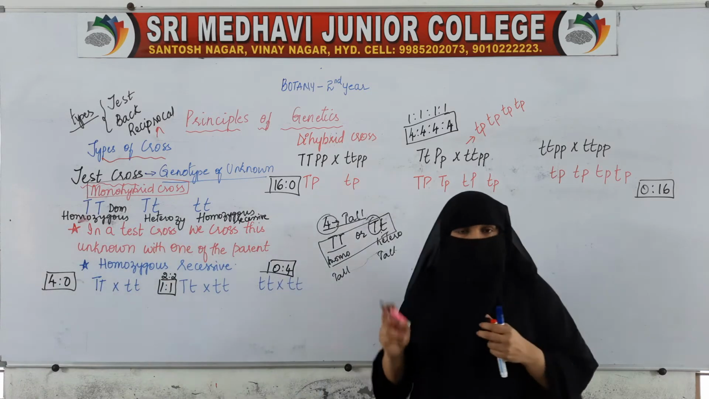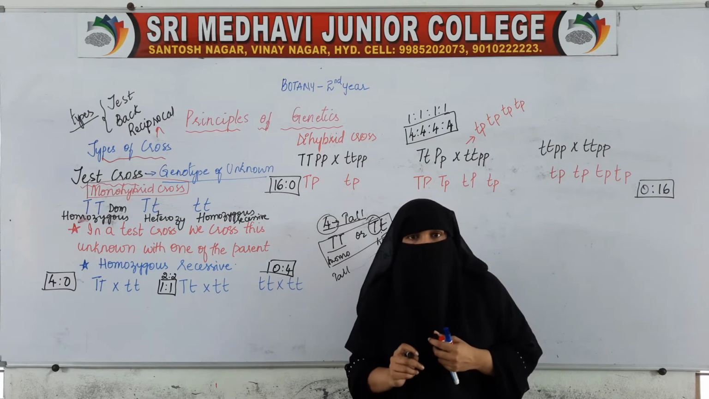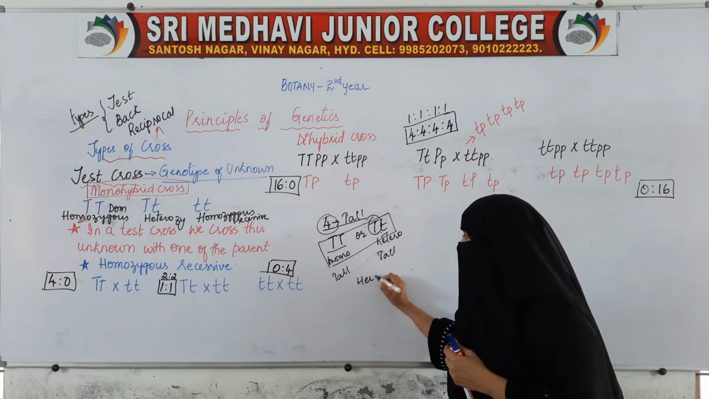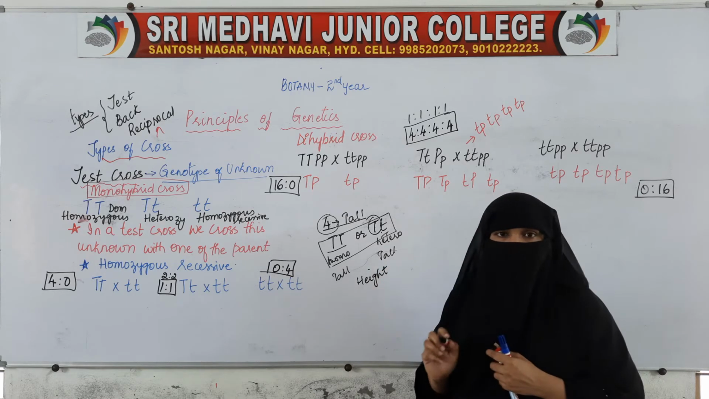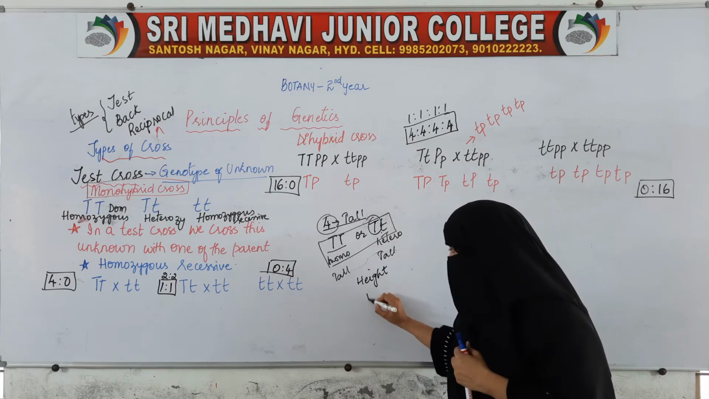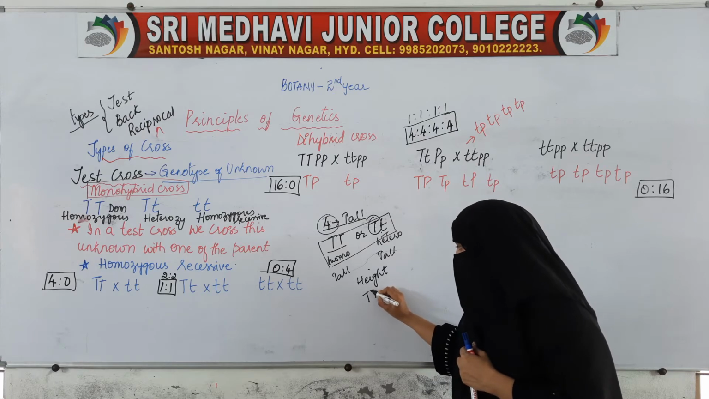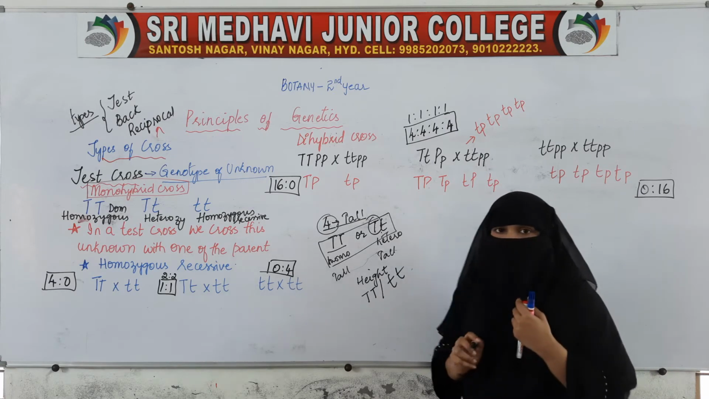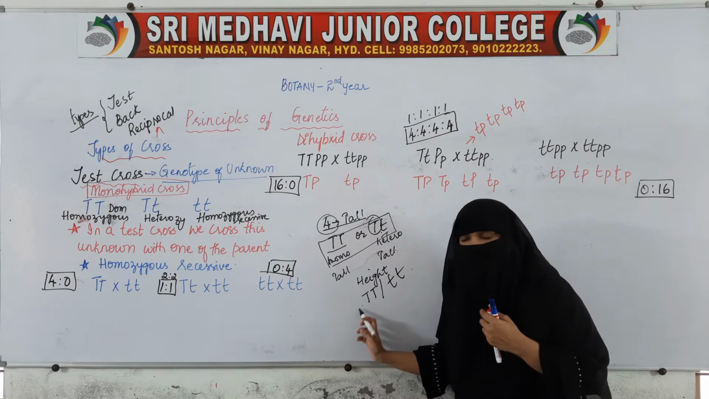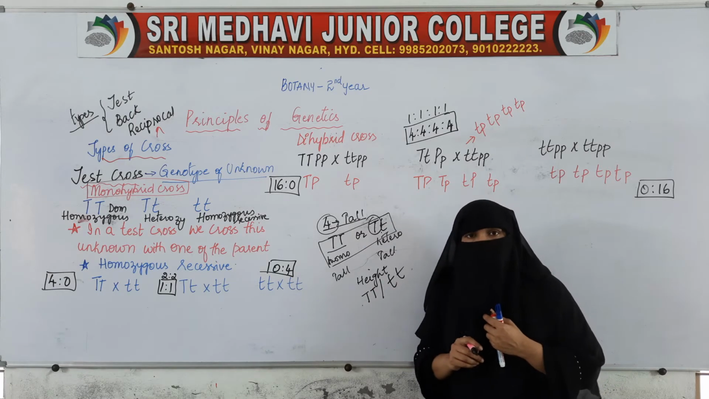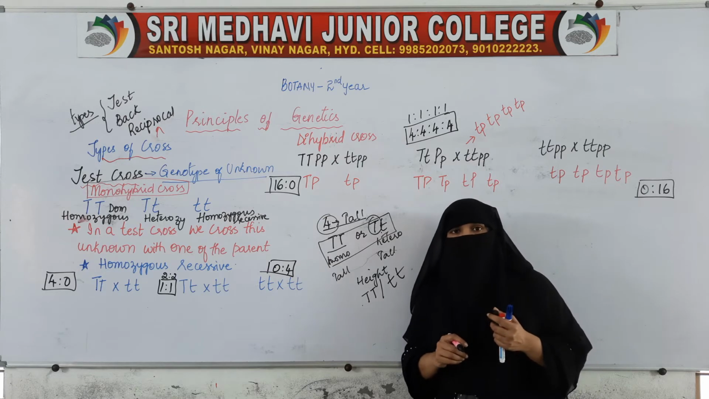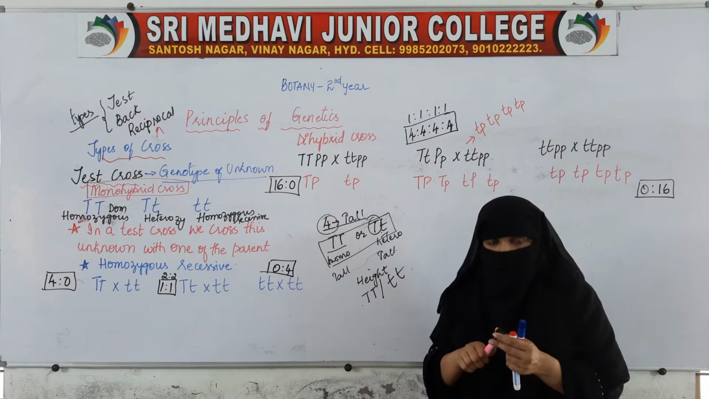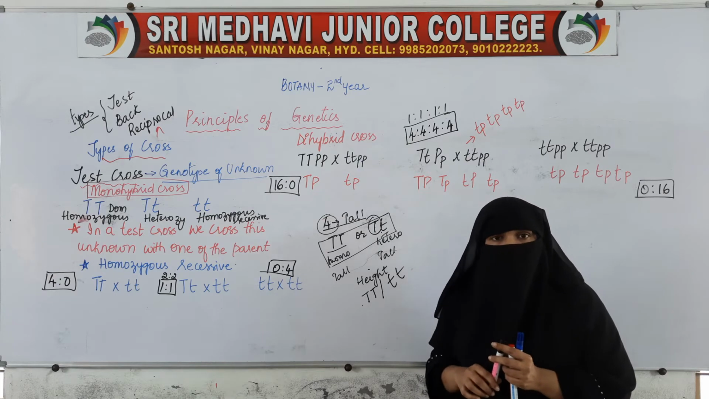Suppose we are checking for one character, and that character is height. To represent it we will use capital T or small t. Capital T is for tall and small t is for short plants. If we are checking only for the height of the plant, we are taking only one character.